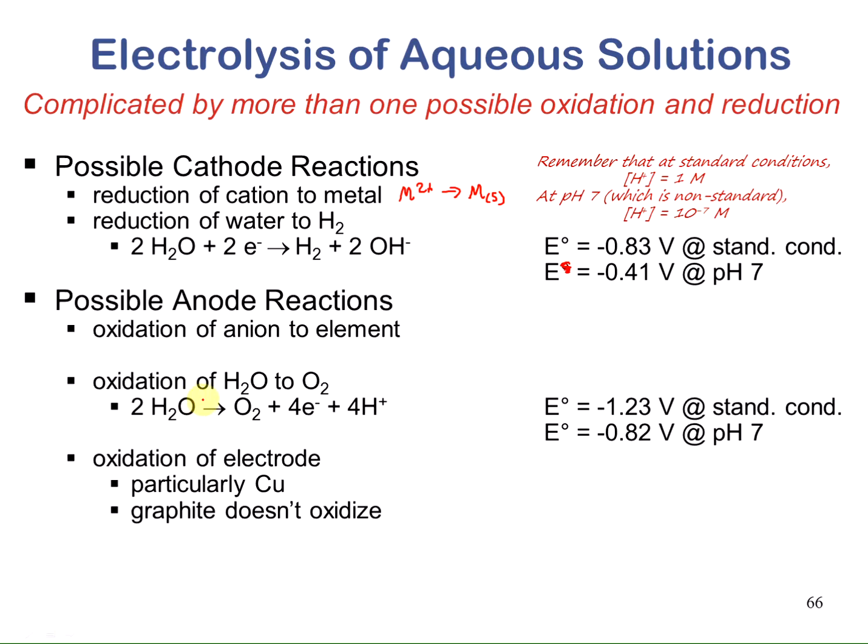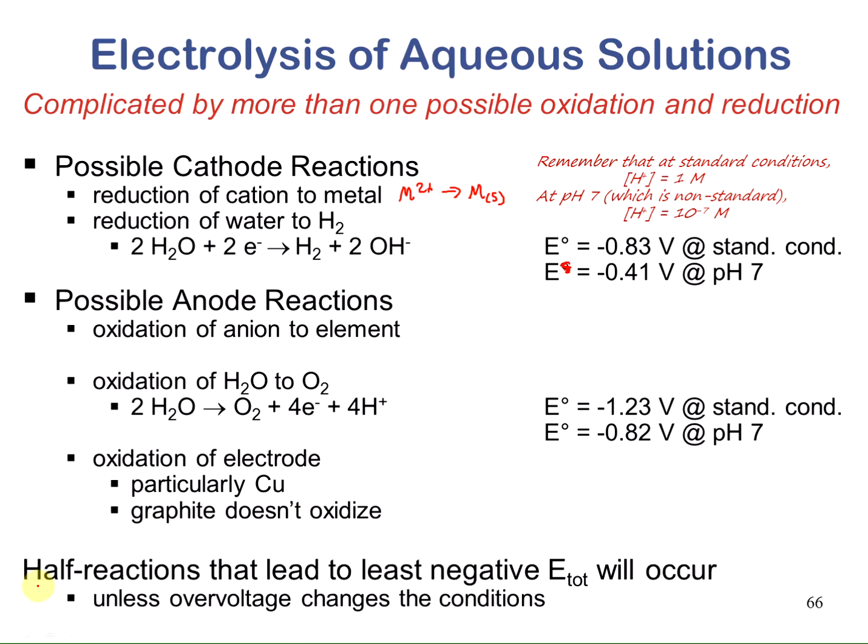And at the anode, there are 3 different possible reactions. You have the oxidation of the anion to the element. You have oxidation of water to oxygen, and at pH 7, that value for that oxidation is minus 0.82 volts. And then we have the oxidation of the electrode. This is particularly a problem if you're using copper as an electrode, and this is why graphite is often used. We saw graphite being used in a lot of those batteries. The graphite doesn't oxidize, so sometimes that's used instead of other metals like copper.